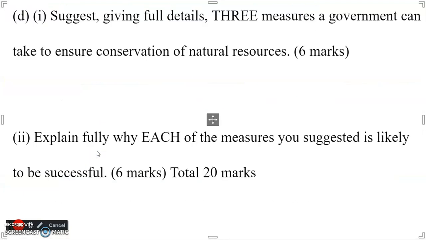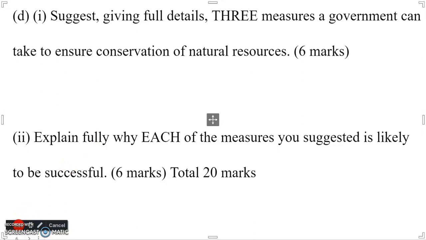And the next question is, I want you to try this one on your own. Suggest, giving full details, 3 measures a government may take to ensure conservation of natural resources for 6 marks. Part B of the question says, explain fully why each of the measures you have suggested is likely to be successful for another 6 marks.